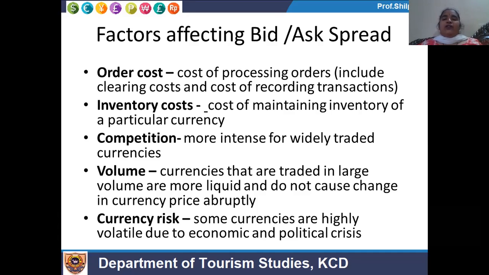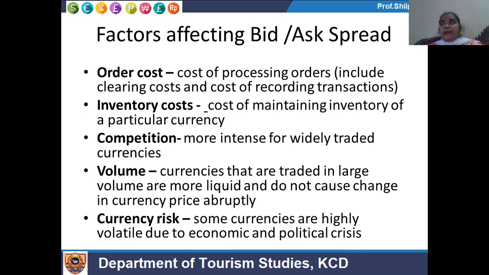Then inventory cost, the cost of maintaining an inventory of a particular currency. If it is a rare currency, not rare in the sense, but a currency which is not frequently demanded by consumers, for such a currency the bid ask spread, the commission that the bank charges, will be more. Then, excuse me, competition. So if there is more intense competition for widely traded currency.